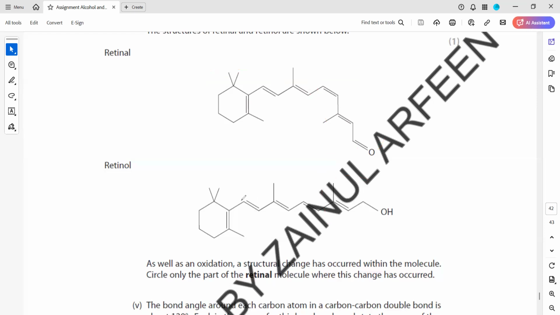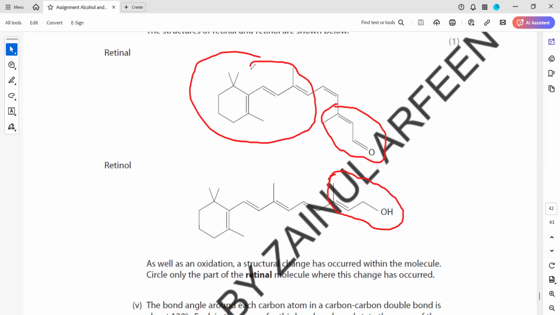When we compare the changes, there's no change till here. This is the same. There's no change here as well. What about this one? This one has changed. This group has moved up, while here this group was moved down. When heavy groups are on the same side, this will be a cis. So this was a geometrical isomer which was cis because heavy groups are on the same side. Or we can say Z, not E, E is a trans.